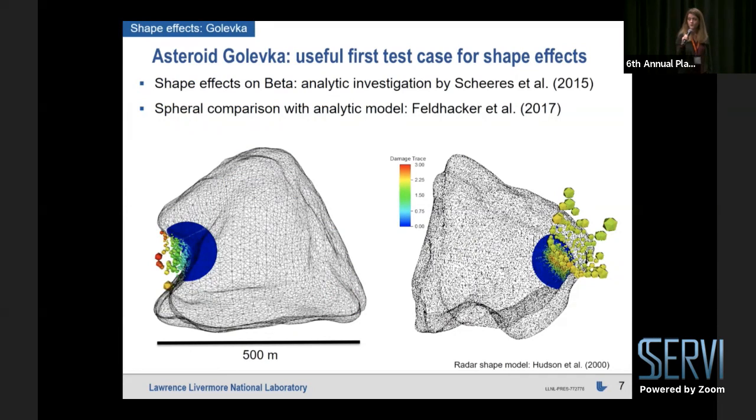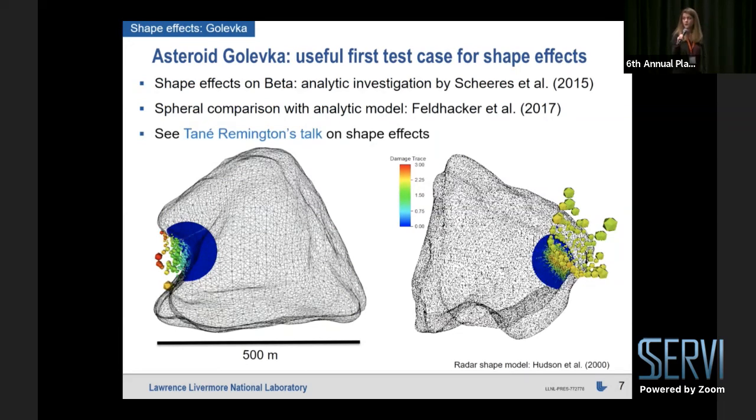Here I'm showing some work from a study we did a couple years ago with Dan Shears and Jules Feldhacker, where we used the asteroid Glevka as a test bed for looking at shape effects on the delivered momentum to asteroids. We made a comparison between spheral calculations and an analytic model for how we would expect beta to vary with impact angle, and found that they were broadly consistent as long as the angles were not too oblique. But at more oblique angles, things deviate a little bit more between the analytic approximation and the numerical simulations.